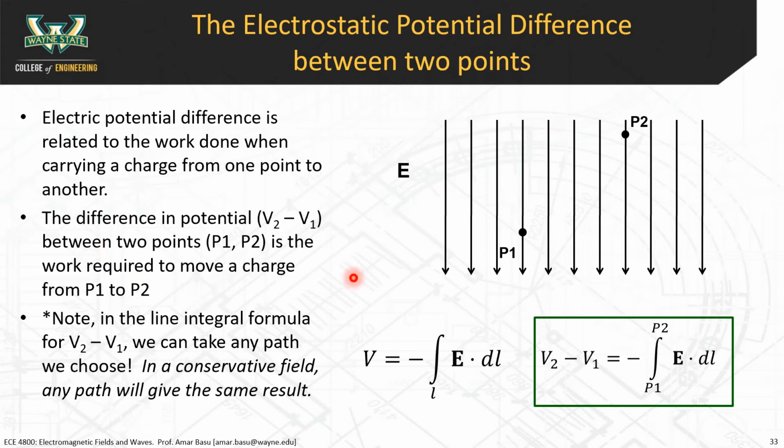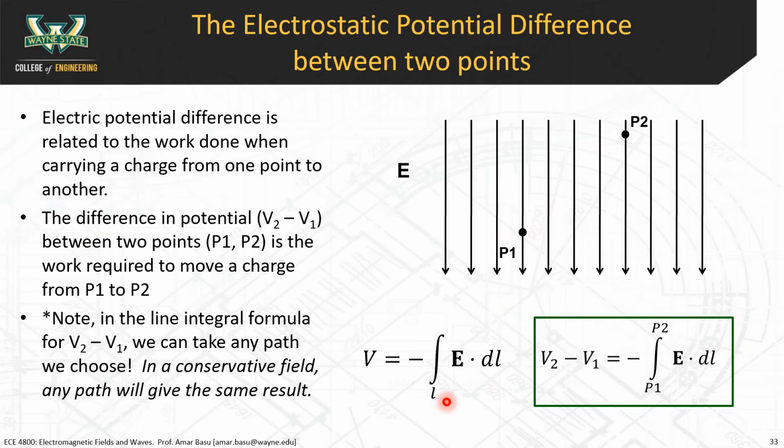Right, so if you imagine that this is a positive charge here and you're moving it against the field, you have to put some energy into it to move it from here to here, just like moving against the force of gravity. So the electrostatic potential is related to how much work it requires to move this charge from this point to this point.